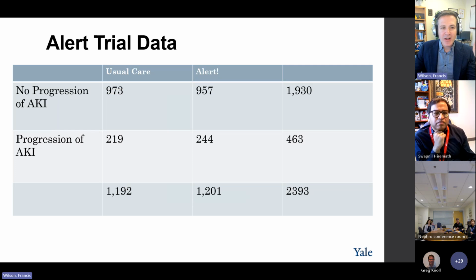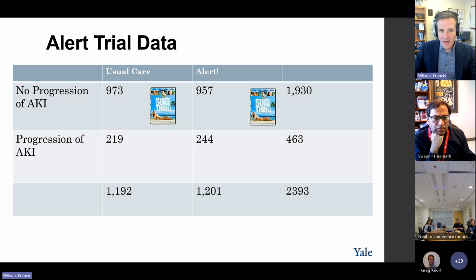So here are counts of outcomes in the usual care and alert group based on progression of AKI. And I'll tell you, this was a negative study. There was no difference in progression overall, no statistically significant difference. But let's think of where we put those people in this framework. Those sure things are here, right? If you're a sure thing, you're going to do fine no matter what, whether you get an alert or not. So those sure things are distributed theoretically evenly across this first row.